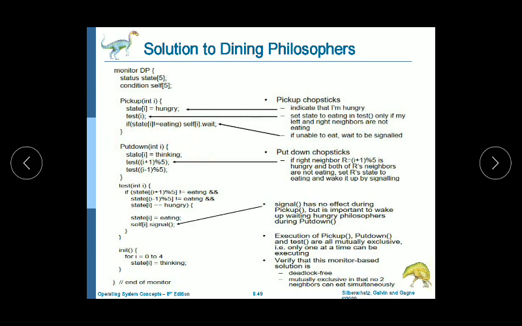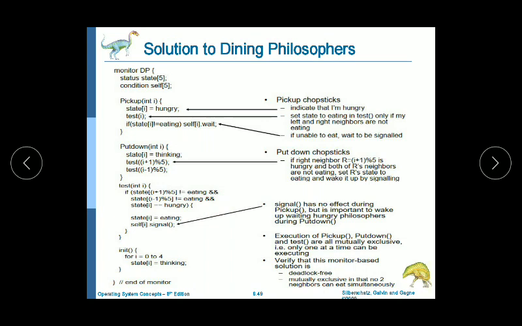Then what about the putdown function? The putdown function is used to put down the chopsticks. State[i] = thinking. Then call the test function with (i+1) mod 5, because we have 5 philosophers, and test of (i-1) mod 5. I+1 and i-1 indicate the left and right neighbors. So if eating is over for one philosopher, then he or she can put down the chopsticks.